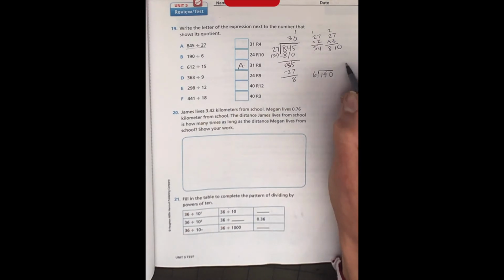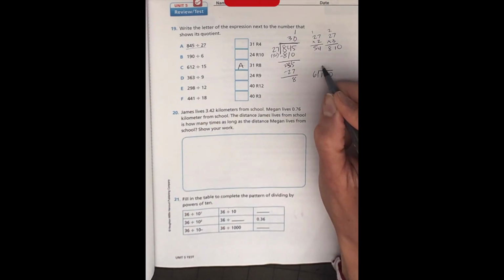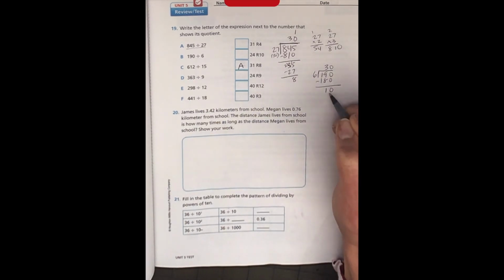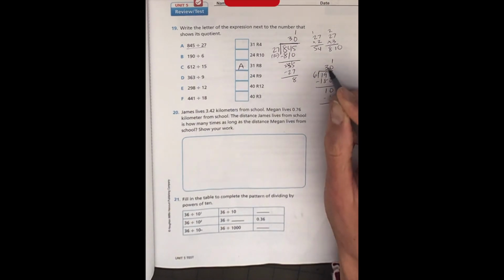6 will go into 19 3 times, so let's try 30. 6 times 30 would be 180. We've got 10 left over. That's okay because we're doing expanded notation, so we can build upon that. 6 goes into 10 one time, and I've got 4 left over, so that's 31 remainder 4. There's B, 31 remainder 4.